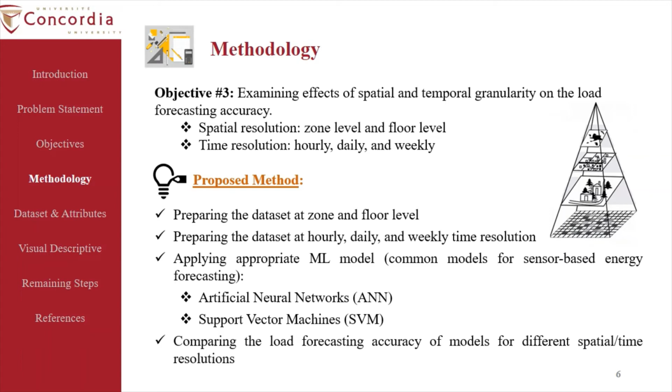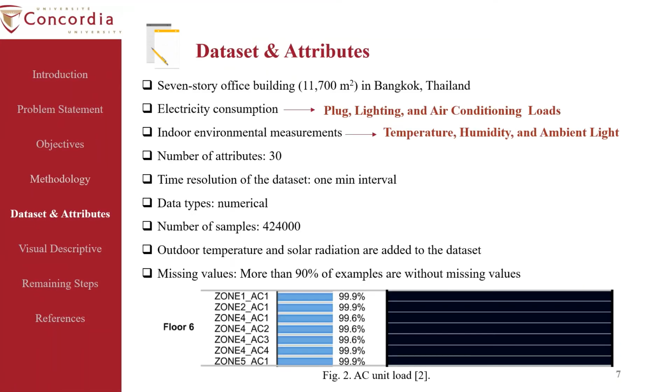For spatial resolution, we consider zone level and floor level, and for time resolution, we consider hourly, daily, and weekly intervals. Then we apply two different potential ML models, which are ANN, artificial neural network, and support vector machine, that are applicable for our context, which is modeling a numerical dataset for sensor-based energy prediction. And finally, we compare the power and accuracy of our models for different spatial and time granularity.